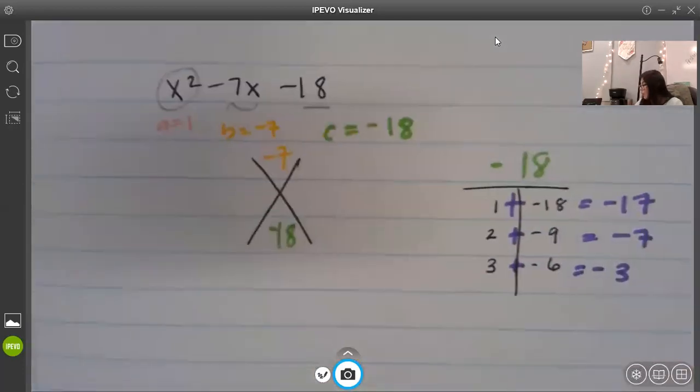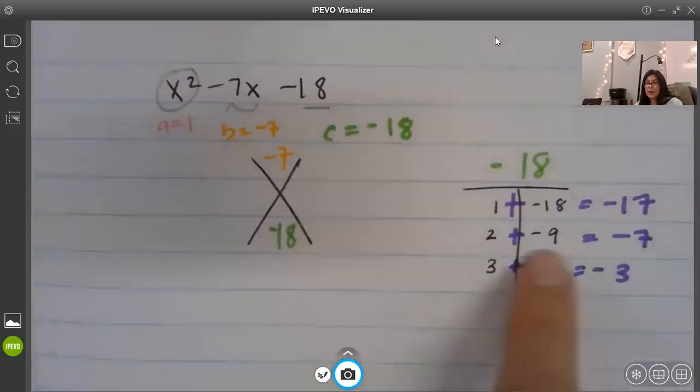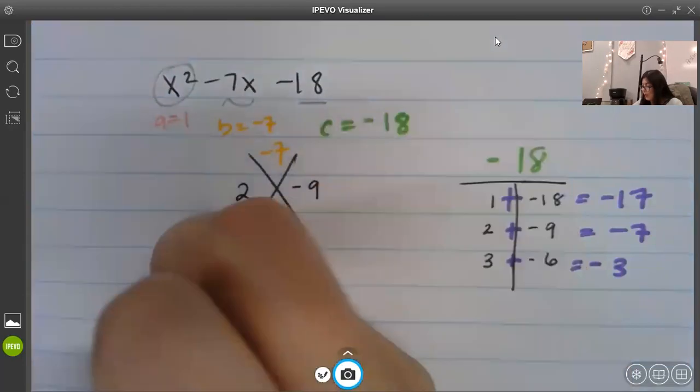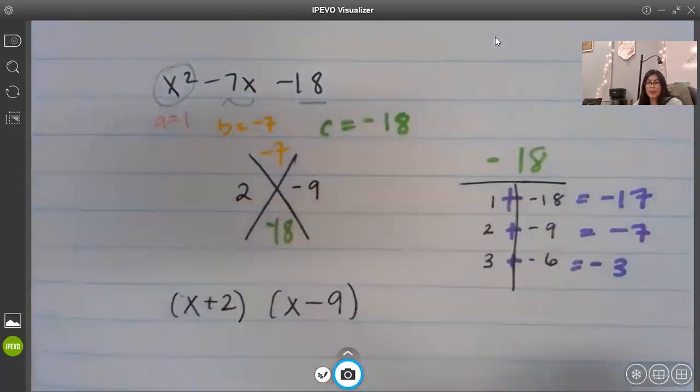So because we are looking for the B, which is negative 7, that means that these are my factors, 2 and negative 9. So I would write my factors like this. Because it's negative, I put the minus. So now I'm going to give you some time to practice on your own, and then you'll be able to hopefully see if you've got them correct.